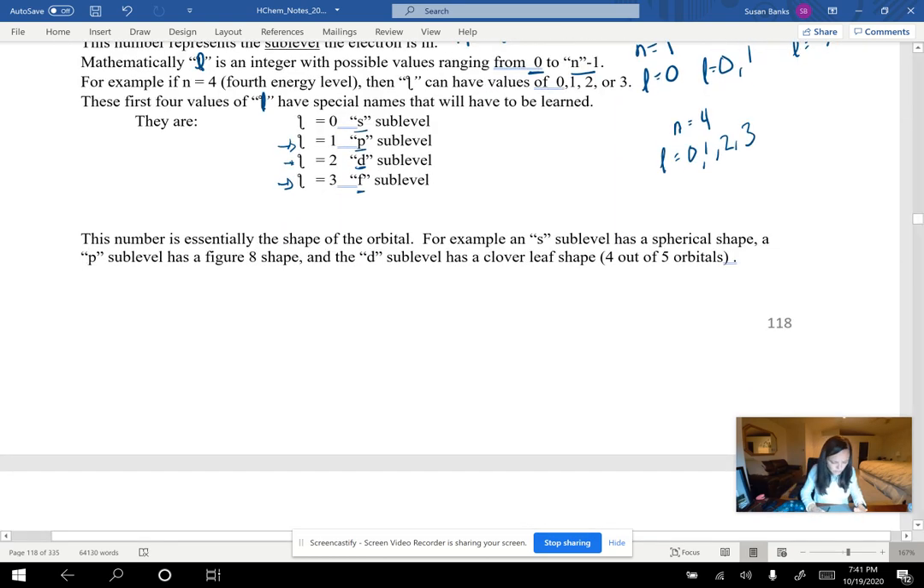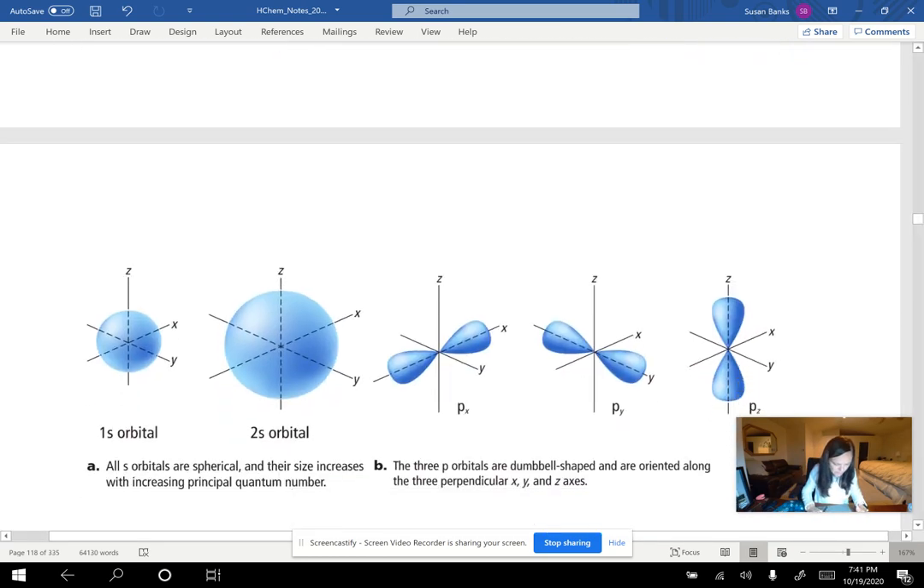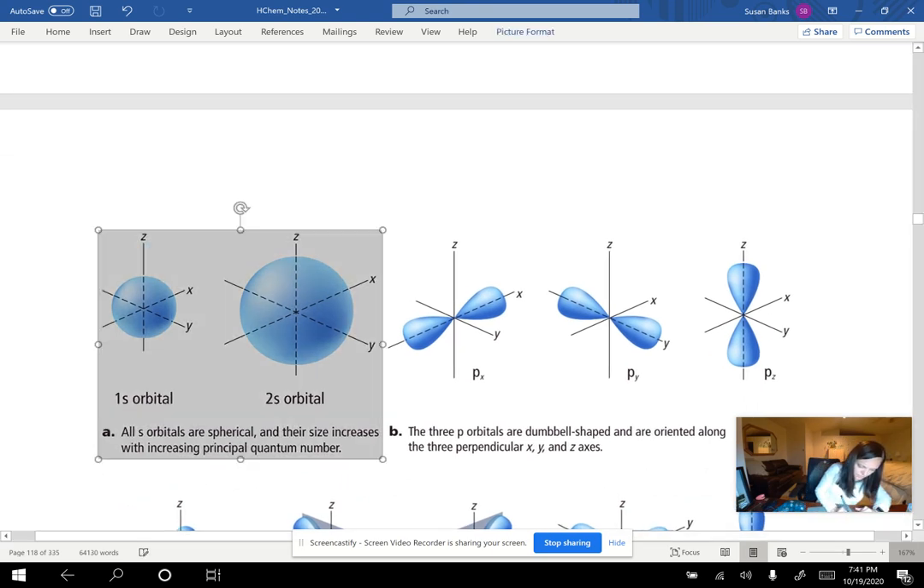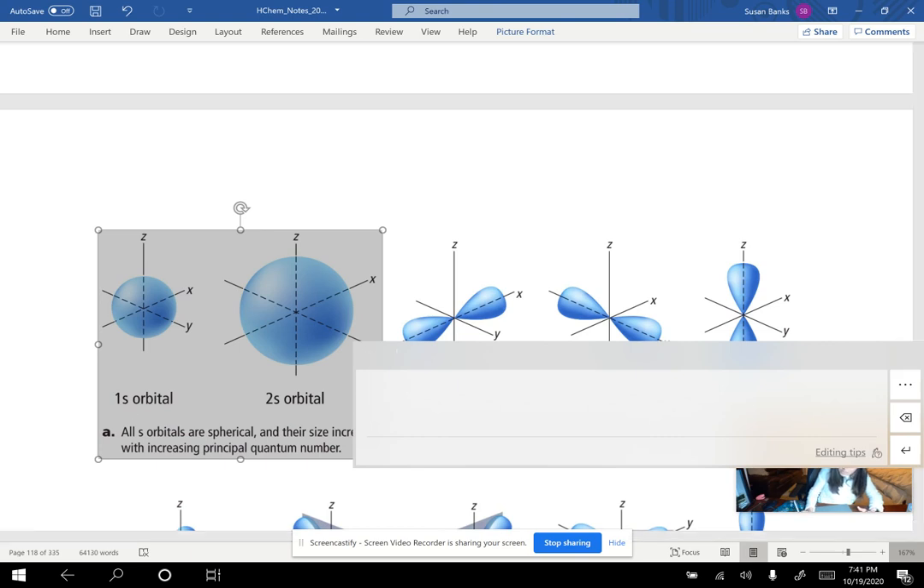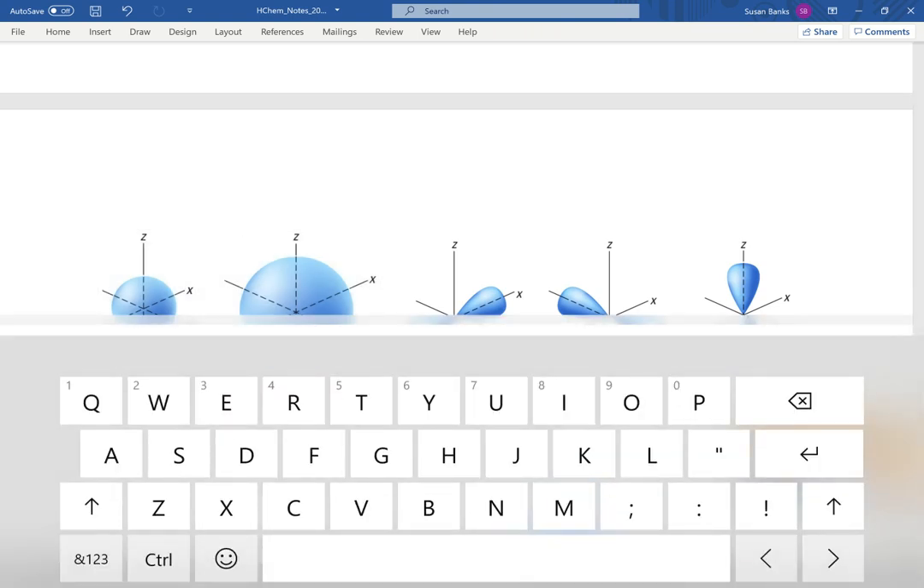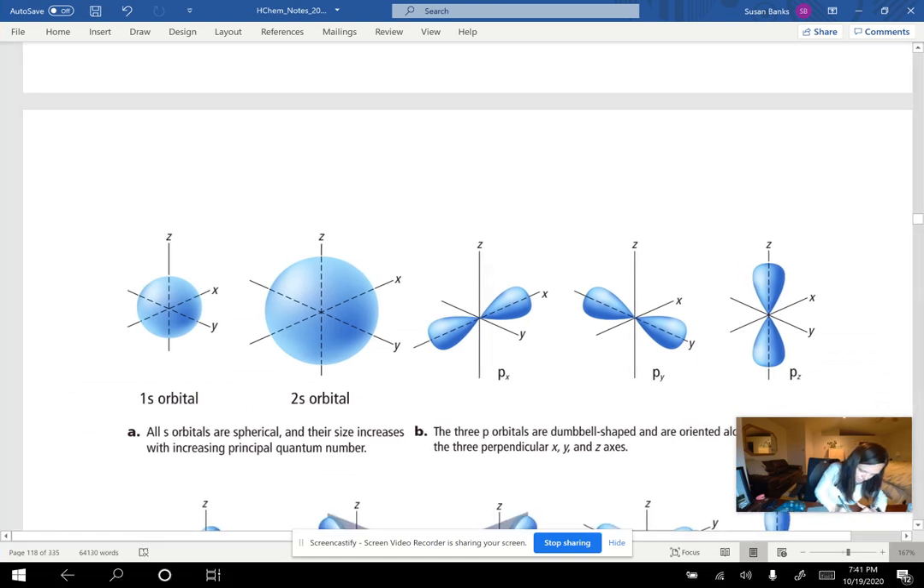Let's do some looking at the graphics here. So notice this is my s orbital right here. My 1s orbital is smaller than my 2s. So if I go to my second, this is my first energy level.